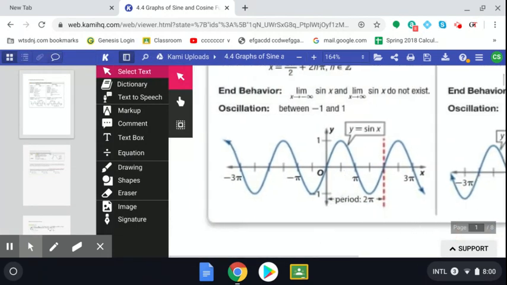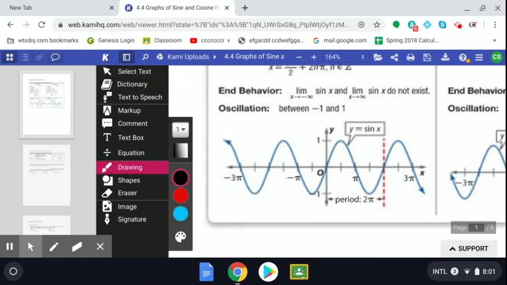Okay. And the highest point is going to be positive 1. The lowest point is going to be negative 1. Where are those values coming from? Well, if you look carefully, this is 0, 0. This is pi over 2, 1, pi, 0, 3 pi over 2, negative 1, and then 2 pi, 0.